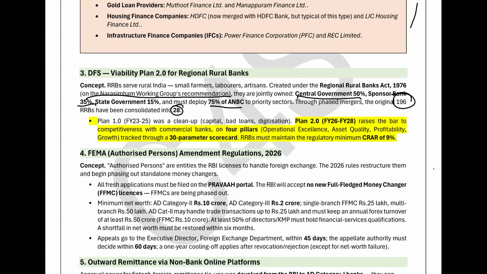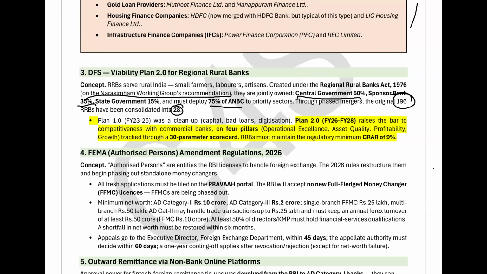ठीक है. So try to understand. Plan 1.0 was for financial year 2023 to 2025 and was a clean up. ठीक है, was a clean up. Why? Because it is for capital, bad loans. ठीक है, and digitizations. Right? Plan 2.0 क्या है? For the financial year 2026 to 2028, it raises the bar to competitiveness with commercial banks. Is it clear? Commercial banks के लिए on 4 pillars. पहला देख लो, operational excellence, asset quality, profitability, growth, that is tracked through the 30 parameter scorecard.